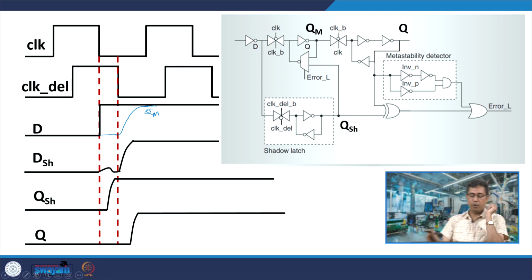you will find QM rises after the shadow latch has got the right value. So, now we have a setup time violation and therefore QM could be different from QSH. There is a setup time violation, you can see that the data D is changing at the clock edge. The delayed clock is able to handle this. With the delayed clock, the shadow latch is able to capture the data. So, the shadow latch output is coming correct, it is transitioning to 1 as it should, D is transitioning to 1.